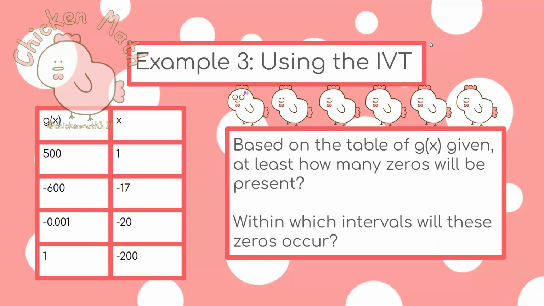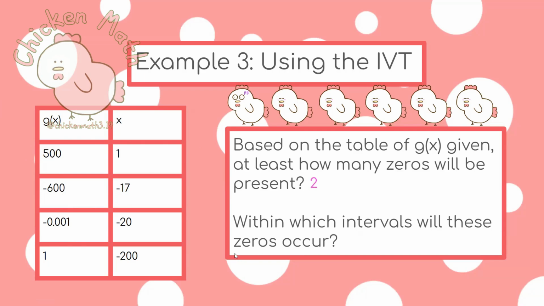All right, we're going to be looking at the IVT, intermediate value theorem. Again, that's when our output value switches from positive to negative or negative to positive, which tells us there will be a zero. So you have g of x and x. So let's take a look at when the graph switches from positive to negative or negative to positive. 500 to -600. So we're switching signs. -600 to negative 0.001, the signs stay the same. And then negative 0.001 to 1, sign switch. So since it switches twice, we will know we'll be having at least 2 zeros present in g of x just based on this graph.